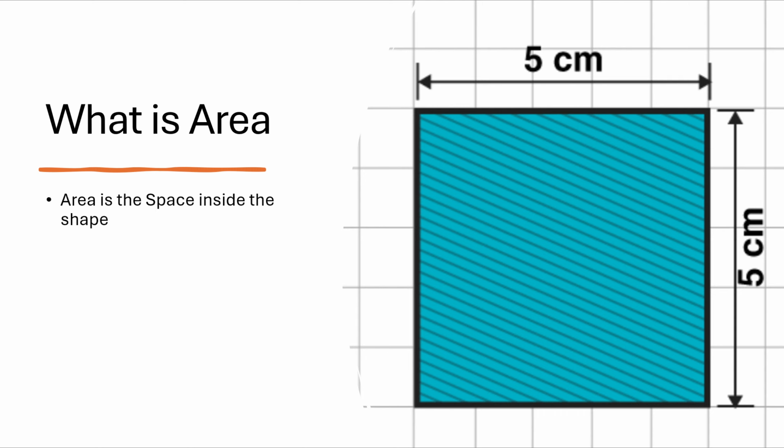If we look to our right, we can see a square. The square is 5 cm by 5 cm. If we remember from geometry, a square has all equal sides. If we look closely, we can see that the inside of the square is blue. The blue section is the space occupied, or the space inside the square, which is our area. Excellent.